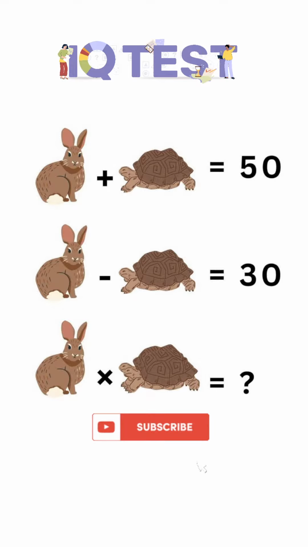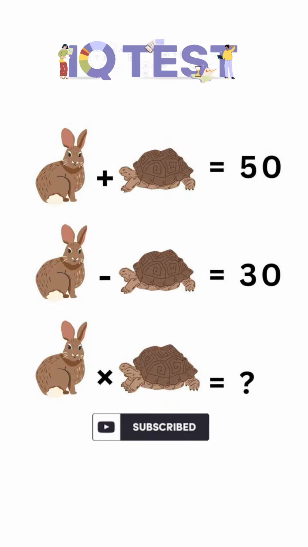So rabbit is 30. Okay. Nope. Nicole, you are not correct. If rabbit is 30 and the tortoise is 20, the first equation is correct. But let's look at the second one. The rabbit minus the tortoise should give you 30. Let's see. So 30 minus 20 cannot give you 30.